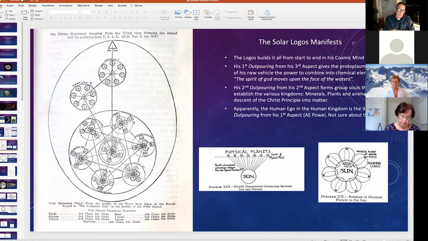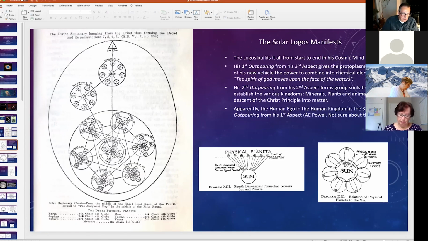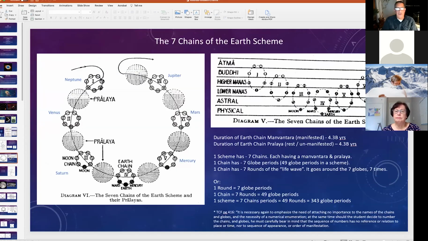So just as a reminder, a scheme is a planetary logos, and a planetary logos incarnates through a scheme, and that scheme goes through a cycle of seven chains, and each of those seven chains goes through seven rounds of seven globes. We were looking here and realizing that the Earth is considered to be the fourth chain and the fourth globe, and Jupiter is the third chain and the fourth globe. And so we covered all that. And then this chart shows you what that means.